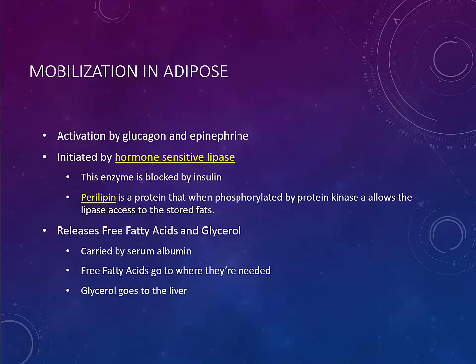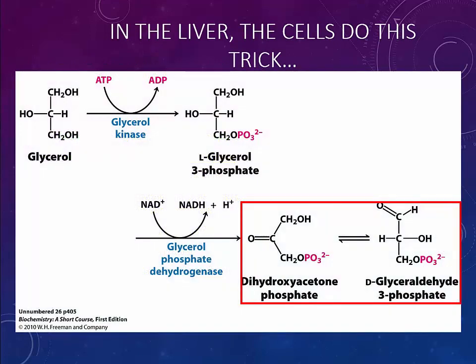Hormones such as glucagon and epinephrine will activate the 7-transmembrane receptor, which results in activation of hormone-sensitive lipase. Additionally, perilipin, a small protein, is also phosphorylated by protein kinase A and reveals the stored fats. The lipase has access to the fats and removes them from the glycerol backbone. Fats are carried by serum albumin, where they go where they're needed, while glycerol is taken up by the liver. In the liver, the cells do this trick.